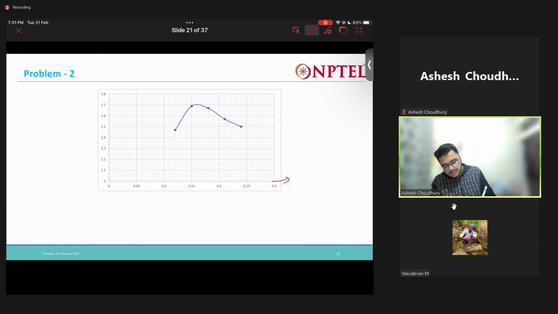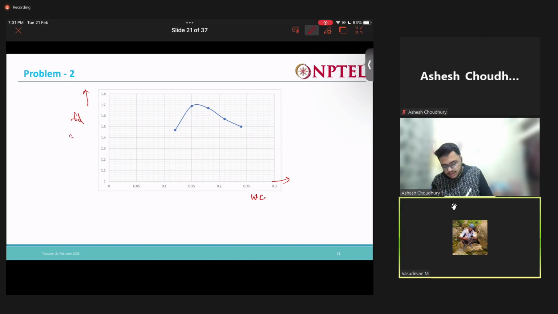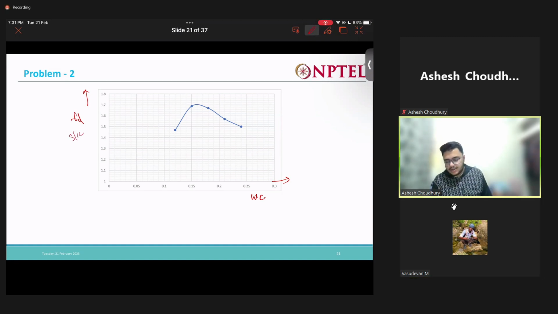This side is my water content, and this side is my dry density, in gram per cc. If we plot, we'll get a bell curve like this. From this bell curve, the maximum point will be almost 1.7, little less than 1.7, almost equal to 1.7. So we need to calculate that from the graph. This point gives my OMC and my maximum dry density.